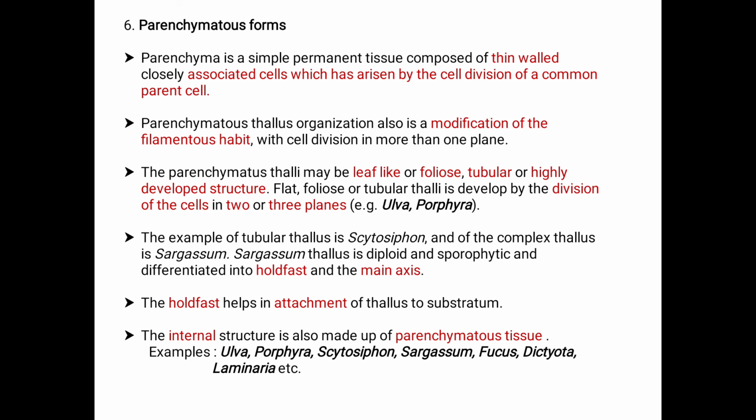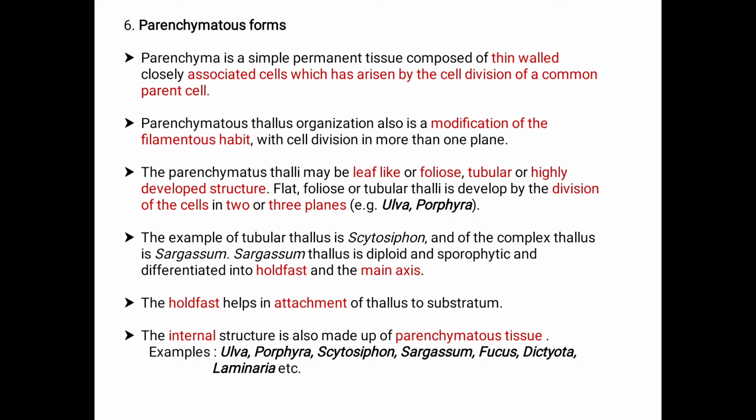Next is the parenchymatous forms. Here, the parenchyma is a simple permanent tissue composed of thin-walled, closely associated cells which has arisen by the cell division of a common parent cell. As we know, these are characteristics of the parenchyma cell or parenchyma tissue.